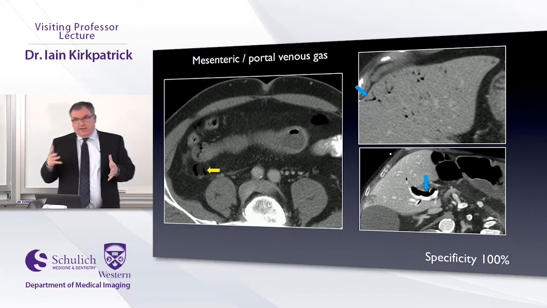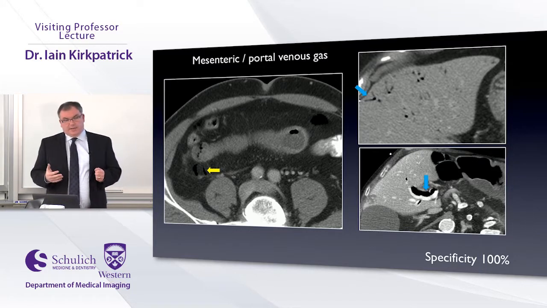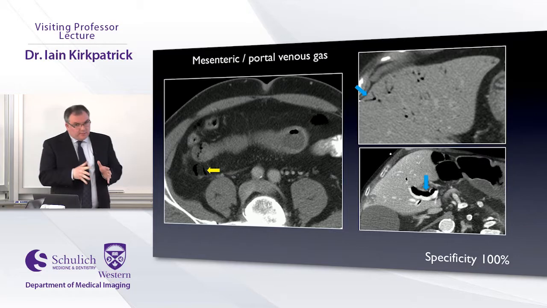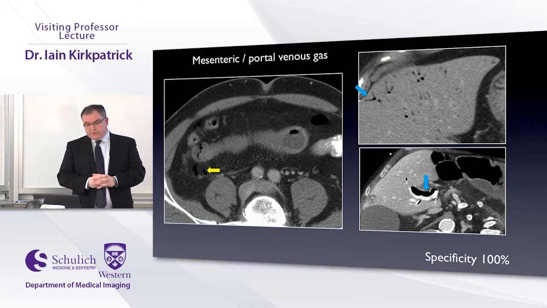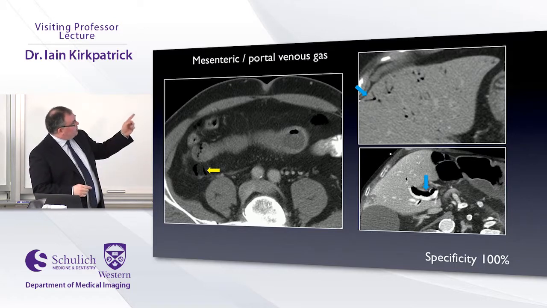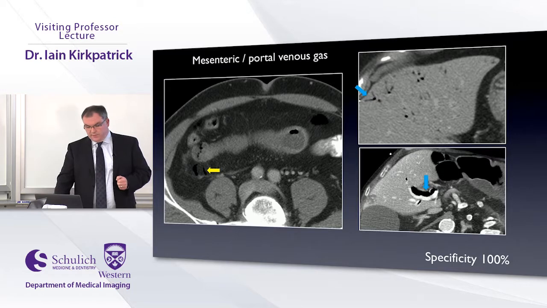So if you get pneumatosis, that can get into the veins. And mesenteric and portal venous gas can, of course, occur in any transmural inflammatory process of the small bowel, such as Crohn's. But in this patient population where you have this clinical suspicion, it is an incredibly specific finding. Here you can see some air in the mesenteric venules shown by the yellow arrow, and of course portal venous gas shown by the blue arrows.